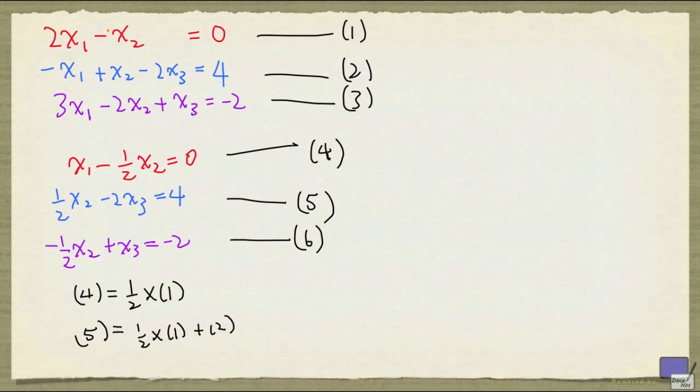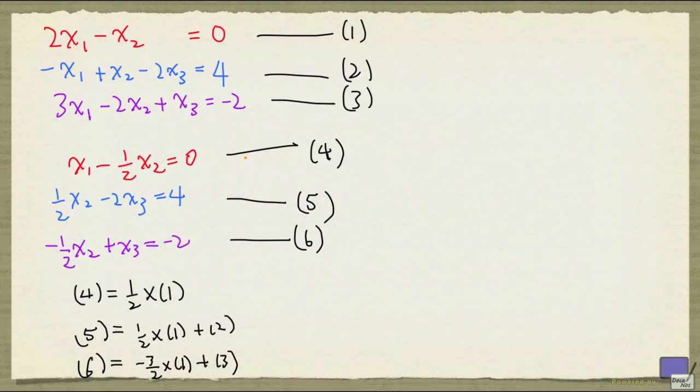So what this means is I take 1/2 the left hand side of 1 and add it to the left hand side of 2. And this is what we get on the left hand side. And 1/2 times the right hand side of 1 added to the right hand side of 2. And finally, we see that 6 is minus 3/2 times equation 1 plus equation 3. So again, what this means is you take the left hand side of equation 1, multiply that by minus 3/2 and add it to the left hand side of equation 3. And you do the same for the right hand side.